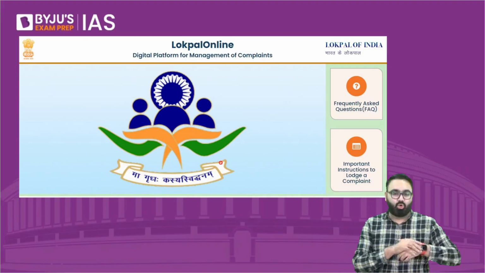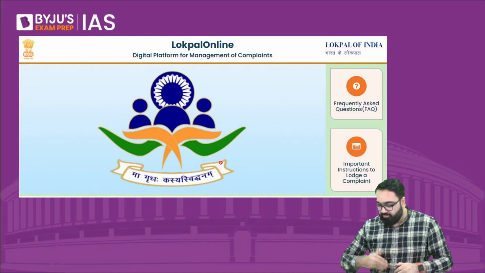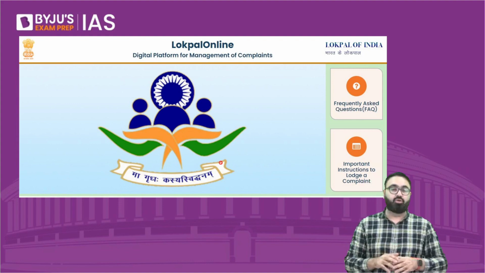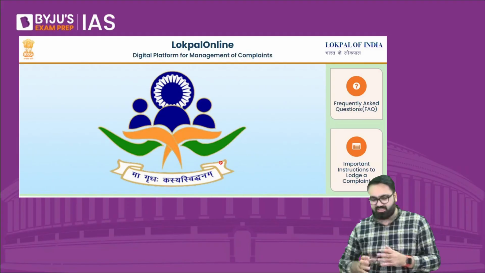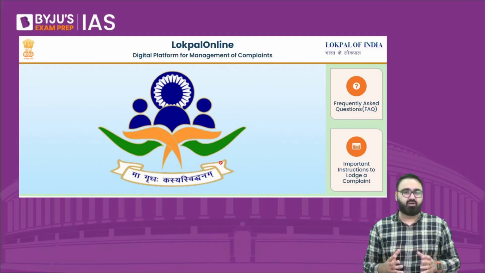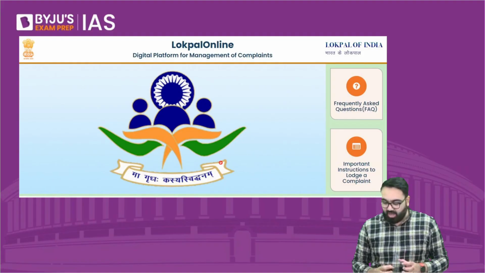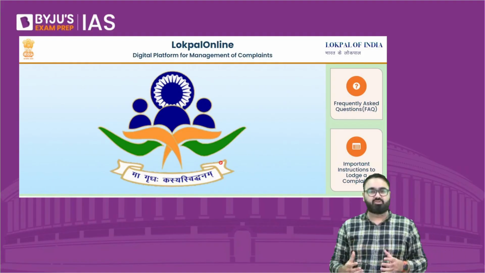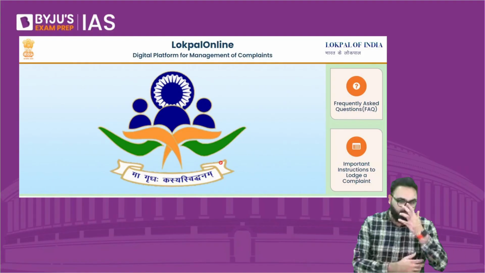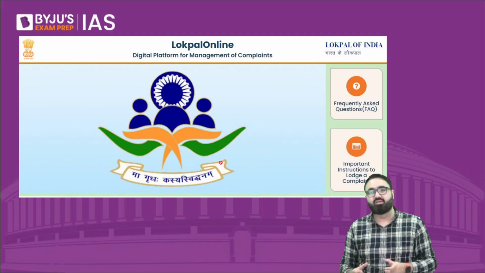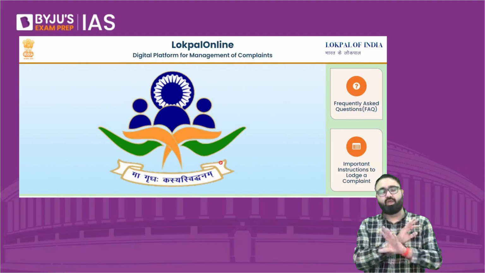Now, the question here is, how do you file a complaint to the Lokpal? The good part is, and we will discuss this later on when we discuss e-governance and government initiatives, right now most of the portals of the government are operational. So for a lot of government initiatives, a lot of complaints, etc., you can do it all online.